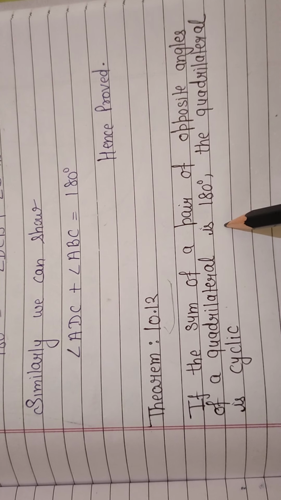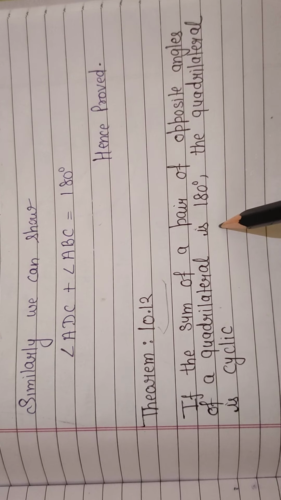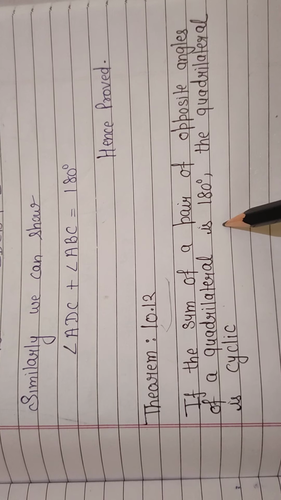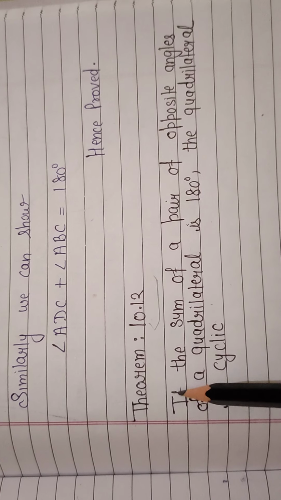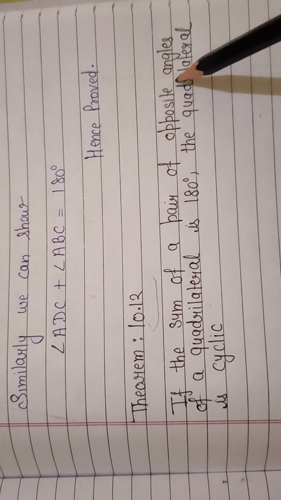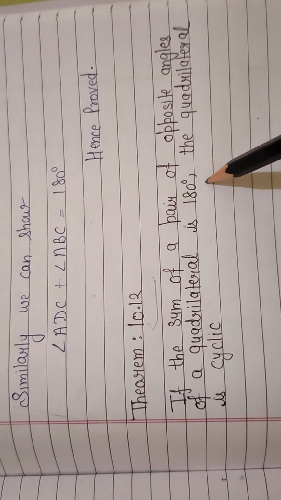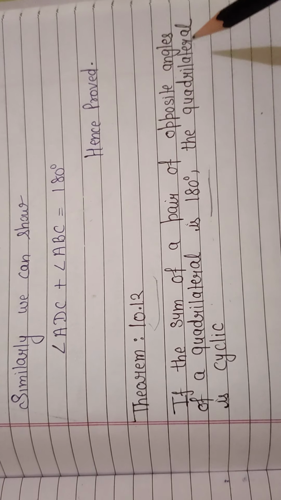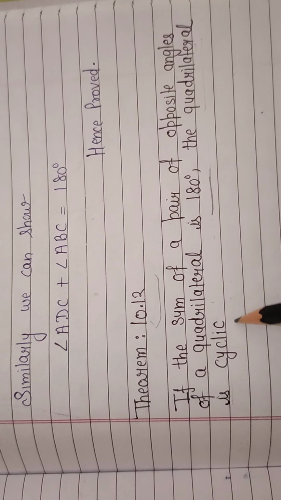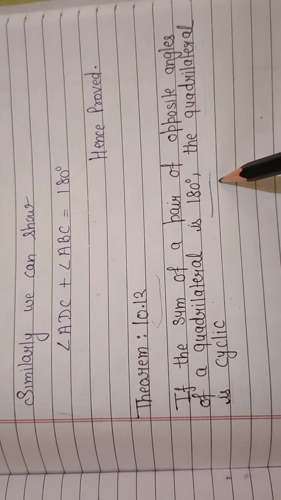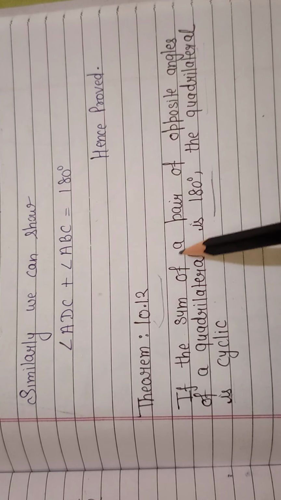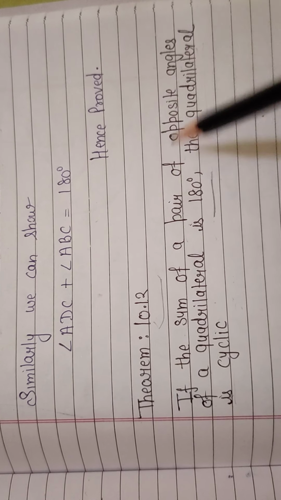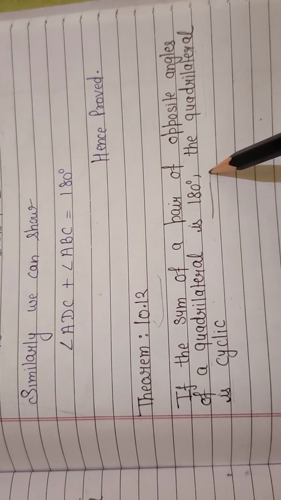Next theorem 10.12. Actually this theorem is the reciprocal, or you can say converse, of theorem 10.11. And the statement is, if the sum of a pair of opposite angles of a quadrilateral is 180 degree, then that quadrilateral is cyclic. It means if we have to prove that any quadrilateral is cyclic, then we have to show that the sum of a pair of opposite angles of the quadrilateral is 180 degree.